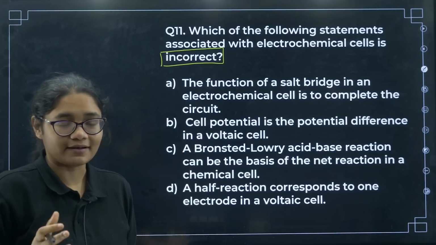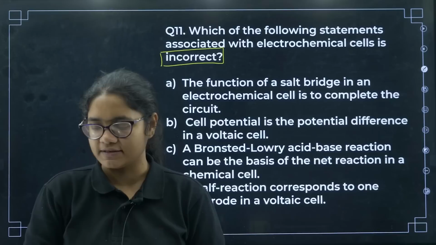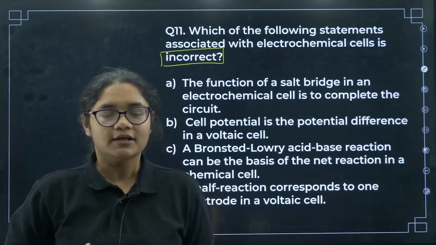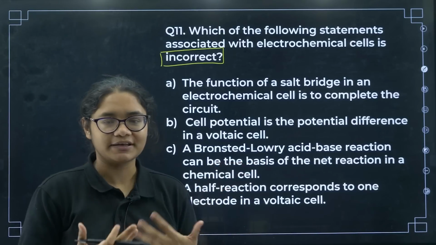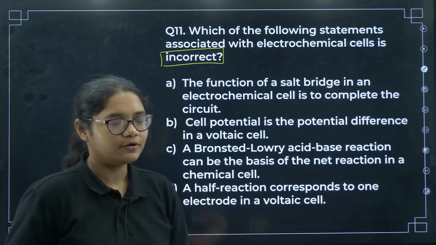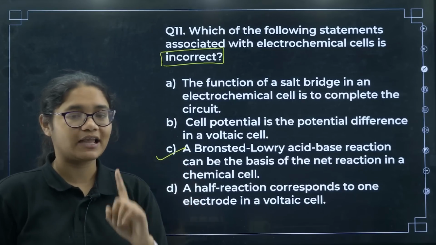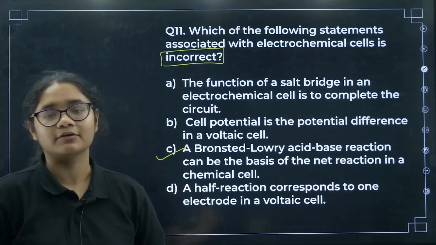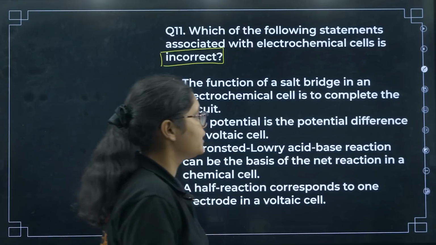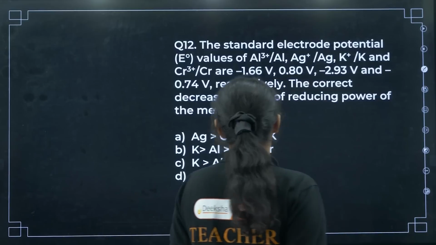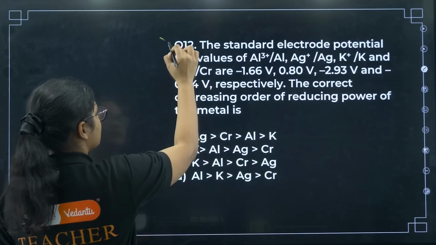So we have studied that the basic of the electrochemistry chapter is your redox reaction, right? So how can an acid-base reaction help in this electrochemistry? No, right? So the incorrect statement is option number C. A redox reaction can be used as a base for these electrochemical cells, but not an acid-base reaction. Next question, these questions are very, very important.